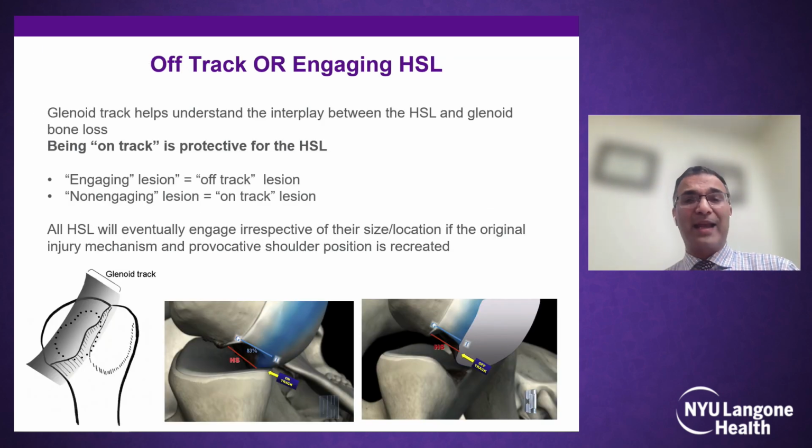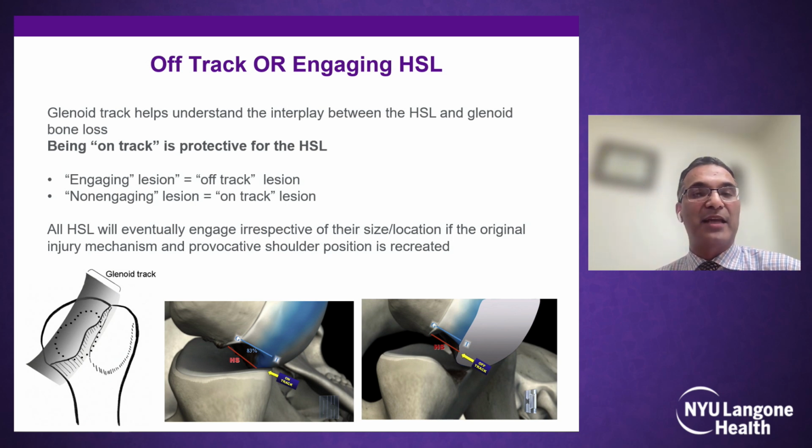Now, glenoid track helps us to understand the interplay between the Hill-Sachs lesion and glenoid bone loss. One thing to remember is that being on track is protective for Hill-Sachs lesion. If you look at this figure on the far left and the bottom panel, you can see this gray shaded area, which is actually the glenoid track. You can measure this from the width of the glenoid. So glenoid track roughly corresponds to 83% of the width of the glenoid.